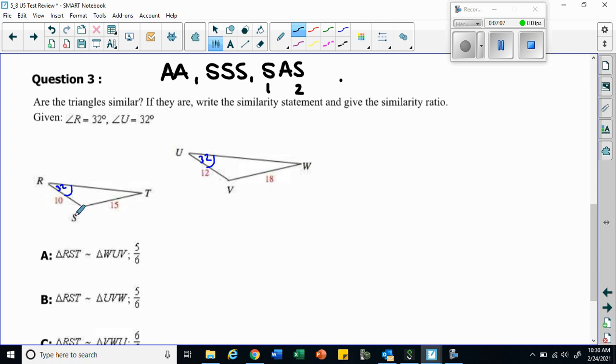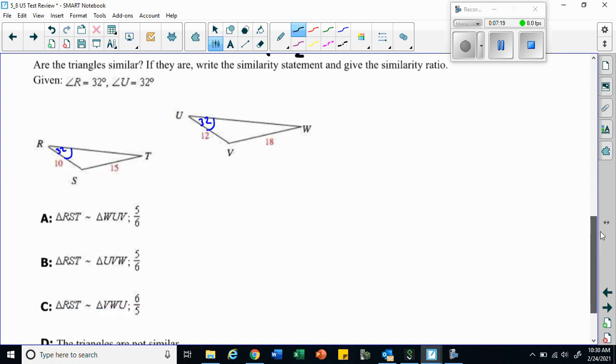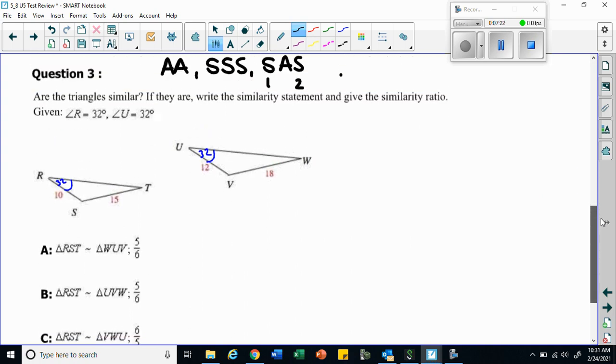So the first thing I'm going to do is, without even setting up my ratio, I notice that my angle here is not in between my 2 sides. So I have an angle, a side, and a side. But I do not have a side, an angle, and a side. So can we prove that these 2 triangles are similar? The answer to that would be no.